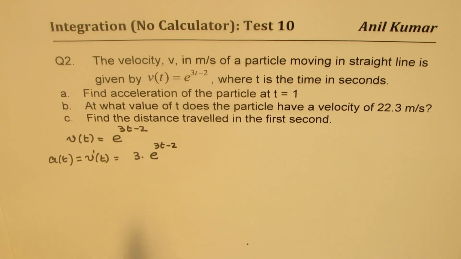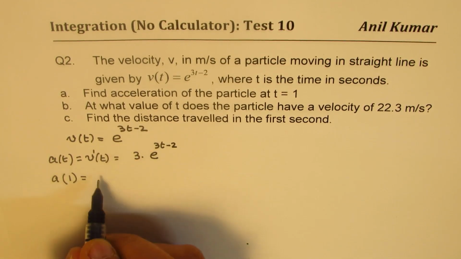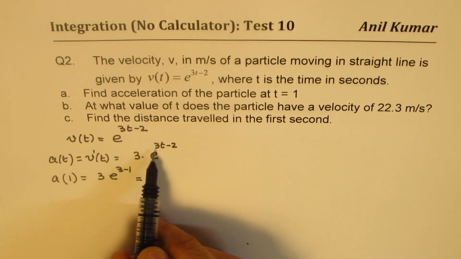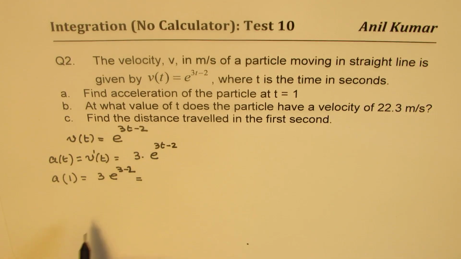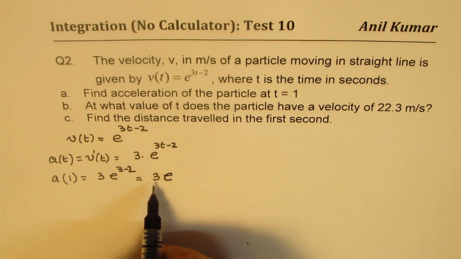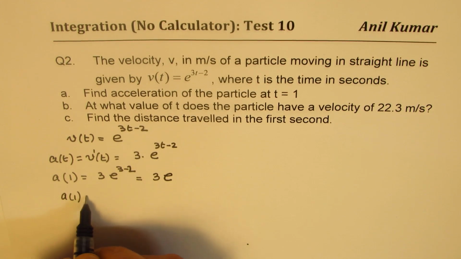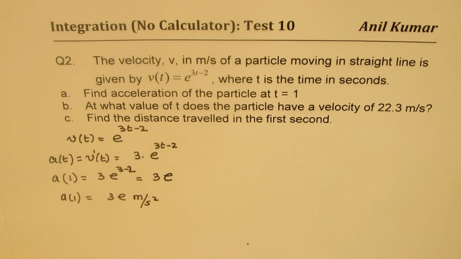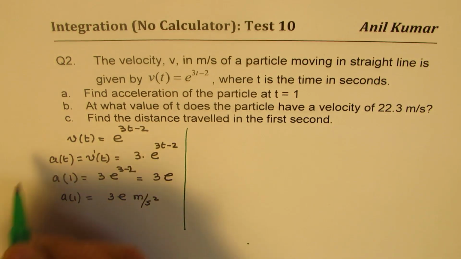So 3 times this. Now if you need to find the acceleration at t equals 1, we'll substitute 1 here. So we get 3 times e to the power of 3 minus 1, oh sorry, this is 3 minus 2, right? So we substitute 1, 3 times 1 is 3, 3 minus 2. So it gives us 3 times e to the power of 1, which is 3e. And so we get the acceleration at t equals 1 as 3e meters per second squared. Is that clear to you? Right? So that is how we are going to solve the very first one, part A.